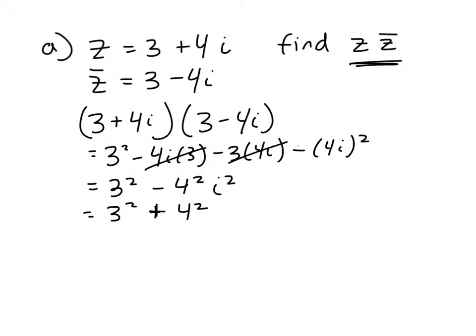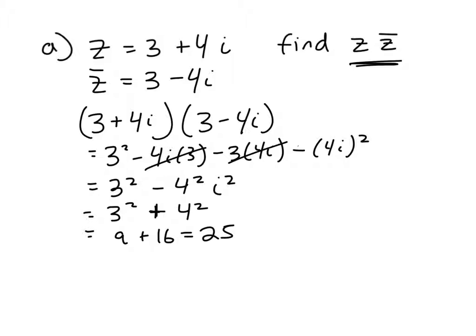Now, what is this? This is 9 plus 16, which is 25. But the cool thing here is that 3 and 4 we're seeing here in z. So 3 squared plus 4 squared. So I could have jumped directly from you asking me to find z times its conjugate to this step. Okay, so there's a theorem.